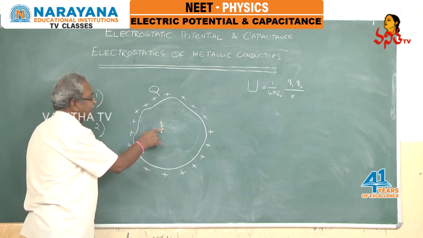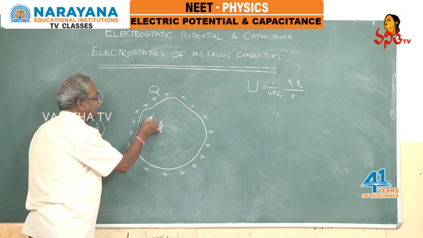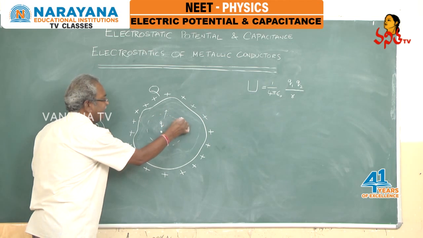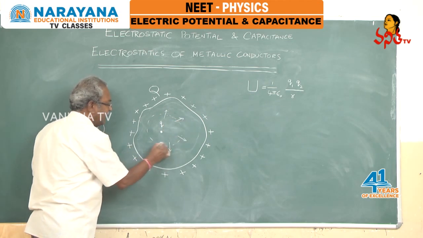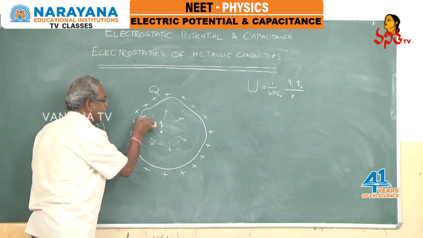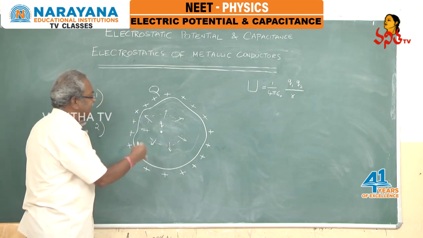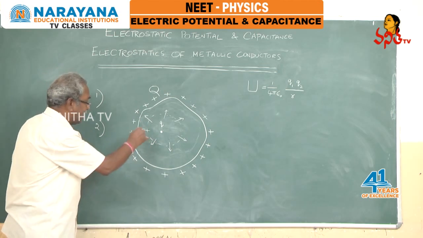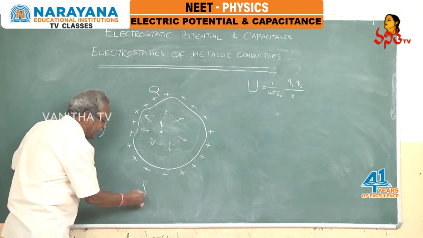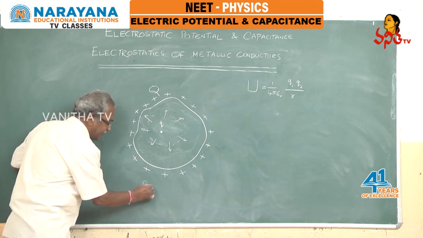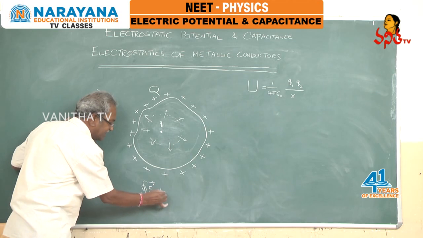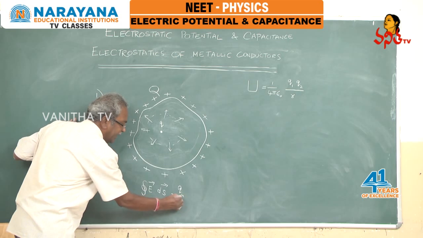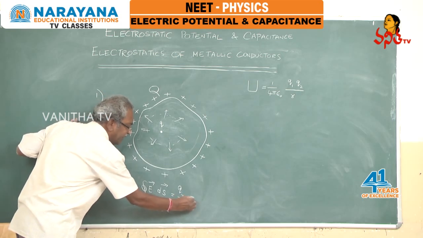If there is Q charge somewhere over here, by applying Gauss law, you should get net electric flux. There will be net electric flux, but E equal to 0 at every point inside the conductor. If E equal to 0 there, according to Gauss law, the net electric flux, that is the line integral of E bar dot ds bar, should be Q in by epsilon naught, that should be equal to 0.